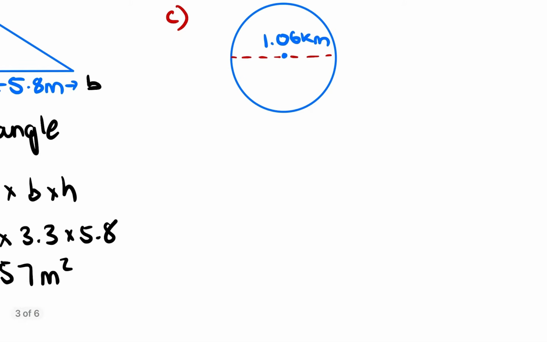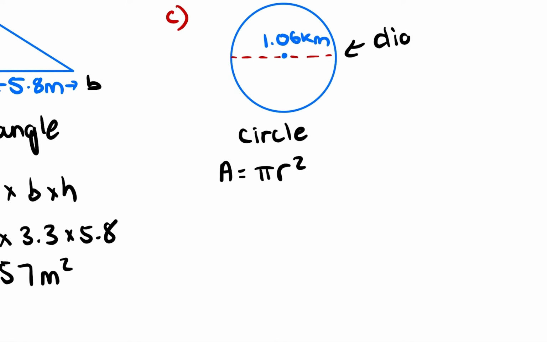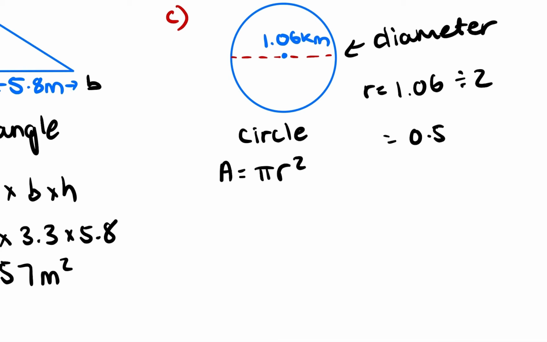Okay, now we've got a circle, which I hope you recognise off by heart. Area of a circle is pi r squared. Now with this one here, we were given the diameter instead of the radius. To get the radius, you just halve it. So r equals 1.06 divided by 2, which gives us 0.53. So that is now our radius.